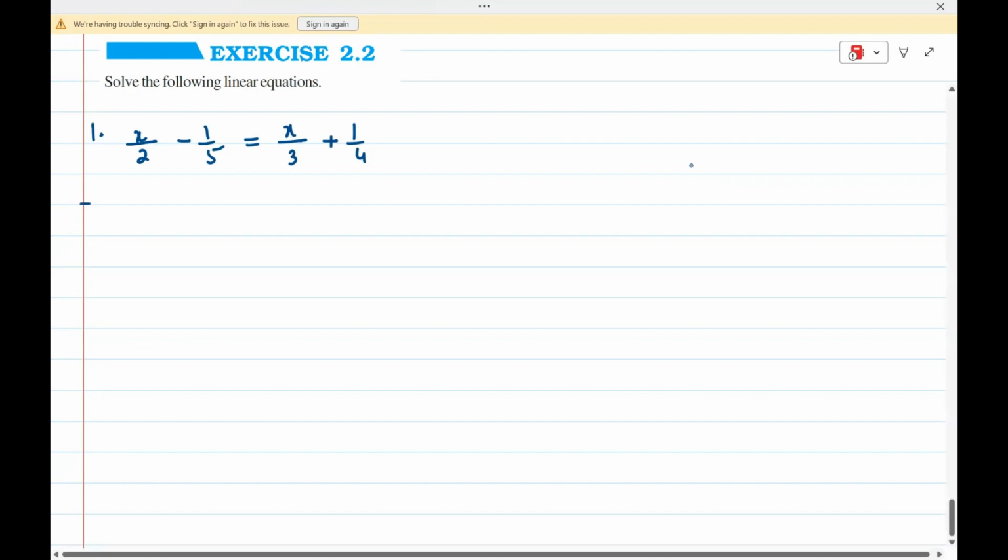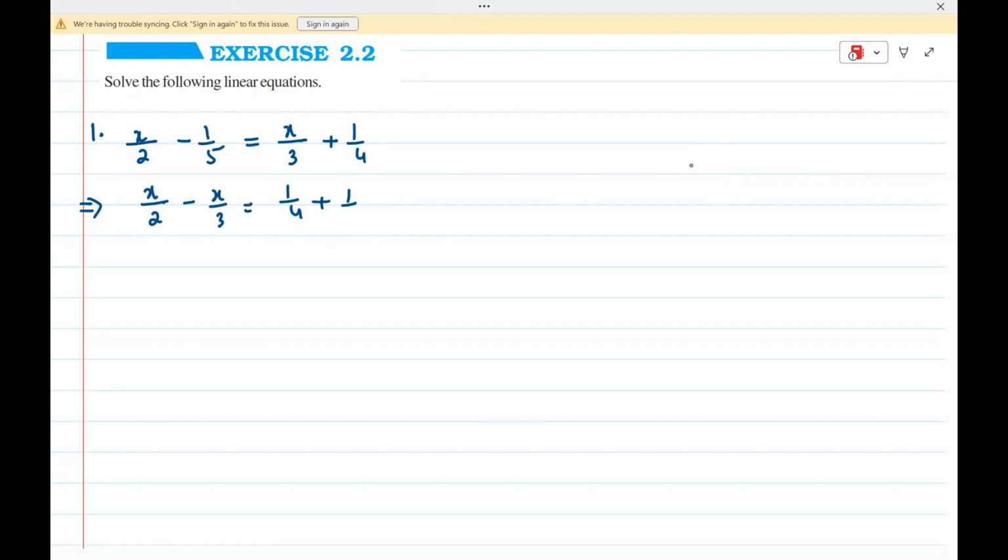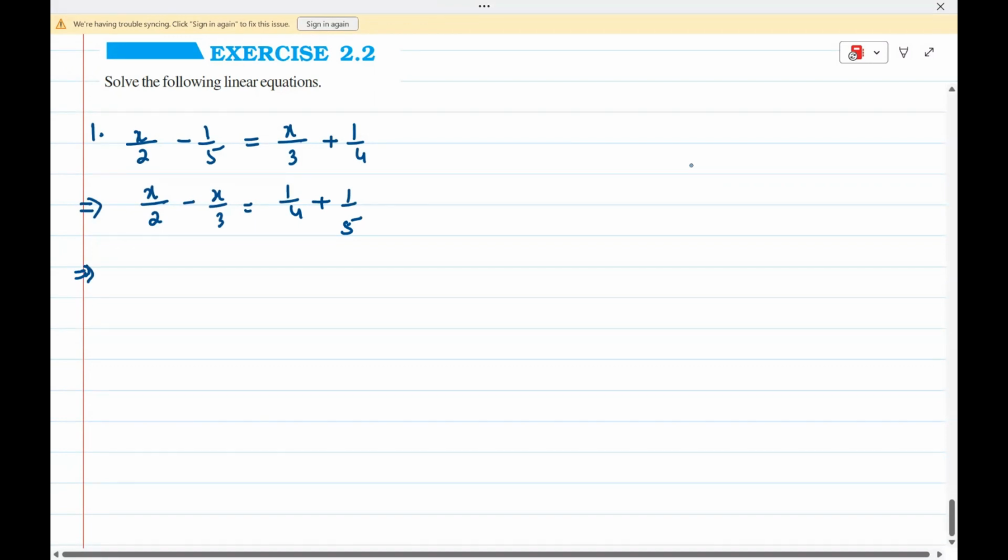First, the same thing: we will separate the variable, meaning the term with x we bring to one side and the constant term to the other side. This is 5. And then to add fractions, we know we need to take the LCM. So here 2 and 3, the LCM is 6. Equate the denominator. So 3 into 2, here I need to multiply by 3. So it is 3x minus 2x.